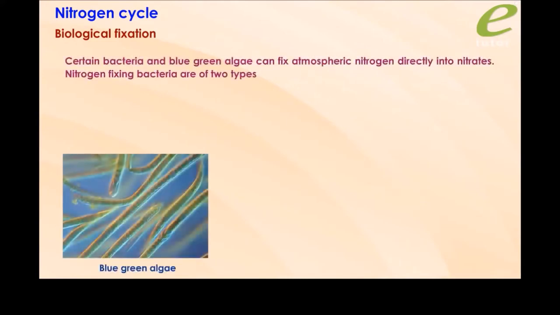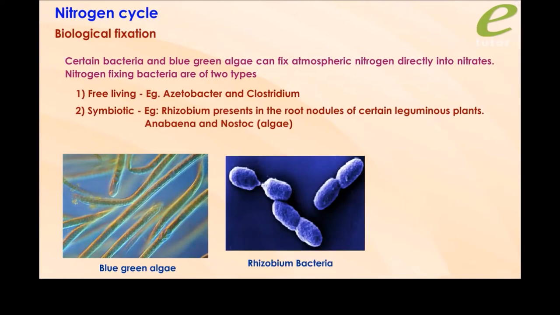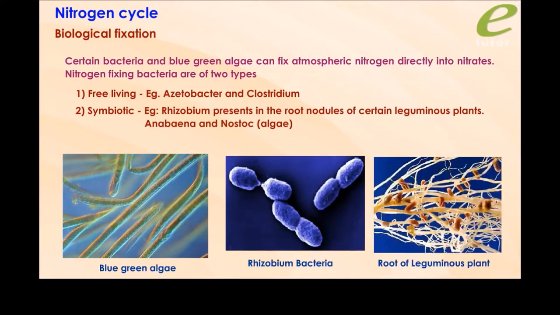Biological fixation. Certain bacteria and blue-green algae can fix atmospheric nitrogen directly into nitrates. Nitrogen-fixing bacteria are of two types. Free-living, example Azotobacter and Clostridium. Symbiotic, example Rhizobium, present in the root nodules of certain leguminous plants. Anabaena and Nostoc, algae.